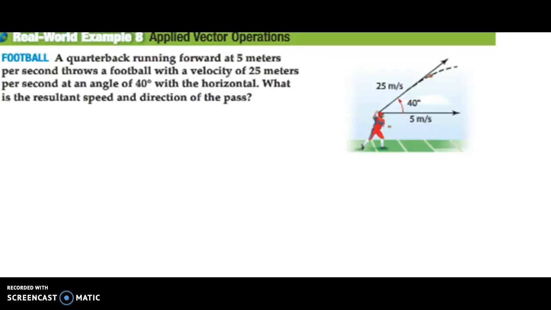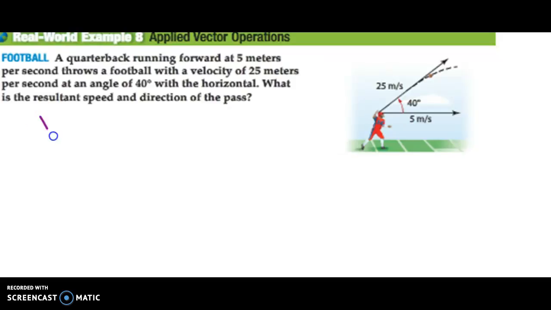So, let's put all of this together to create a word problem. It says a quarterback running forward at 5 meters per second throws a football with a velocity of 25 meters per second at an angle of 40 degrees with a horizontal. What is the resulting speed and direction of the pass? Alright, so let's put this all together.